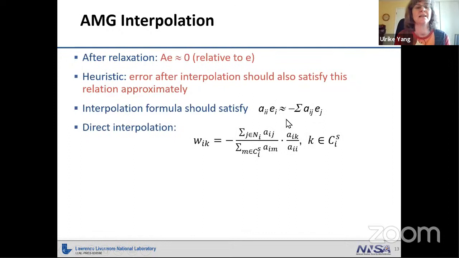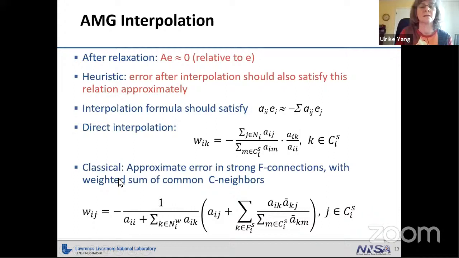You can find this in Klaus Stüben's paper. And this is probably the simplest one. It's not a very good one, but it's actually ideal for GPU. So that was the first one we actually implemented. But the problem is, especially in combination with PMIS, it doesn't scale very well when you increase your problem size.